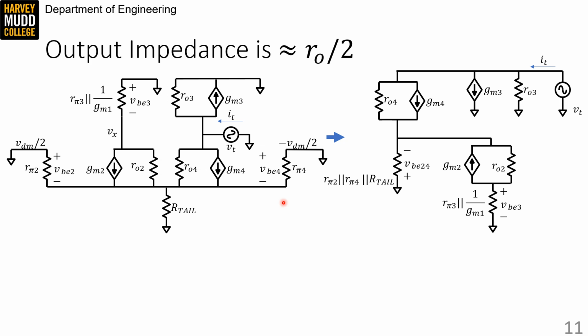But before we do, I want to warn you that I'm never going to expect you to do this kind of big derivation under duress. However, you are responsible for the results of this derivation, which you can already see up on the title of the slide. The output impedance of this is about RO over 2.